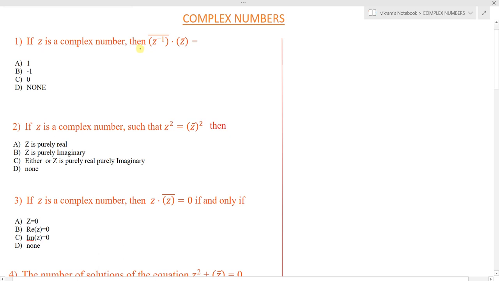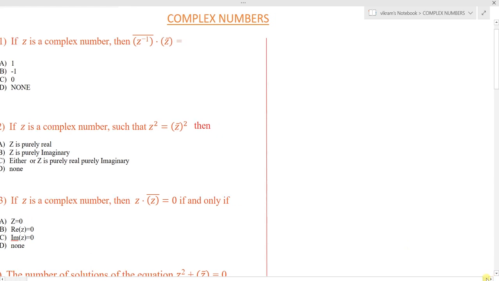Hi students, we learned the basic operations of complex numbers like addition, subtraction, multiplication of complex numbers, and how to perform the division of complex numbers. Then we learned how to find the conjugate of a complex number and the properties of the conjugate of a complex number. So the basics of the complex numbers are discussed. Now we will solve a few problems based on the basics of the complex numbers.